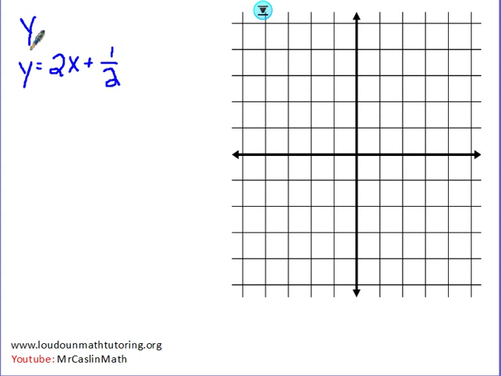Y is equal to mx plus b. You'll have to excuse me. I'm using a mouse to write with, which I'm not very good at. I'll have to get one of those fancy stylus pens.